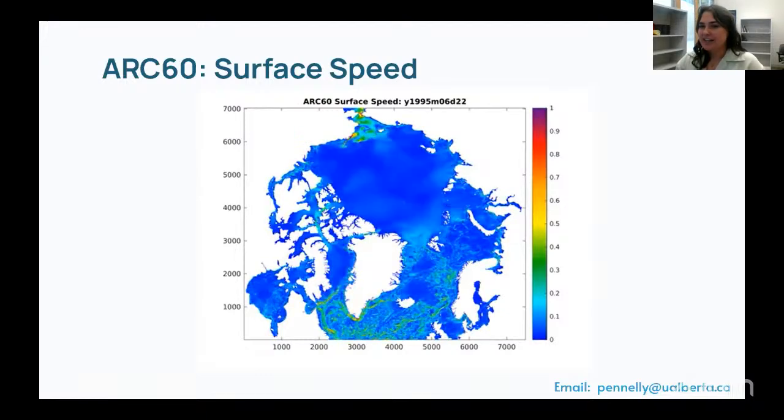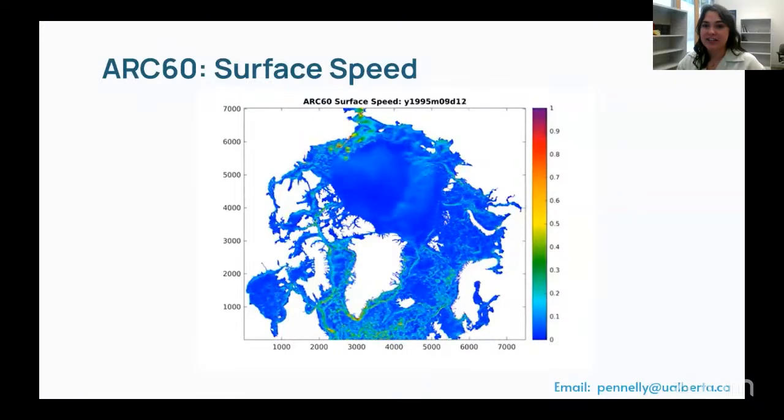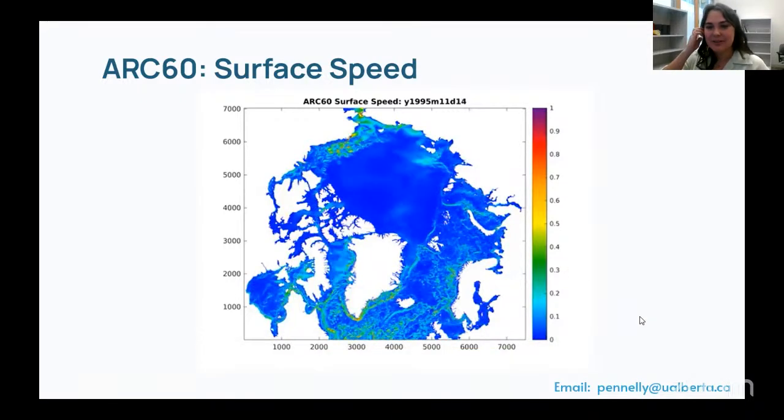To run 1 year of this takes around 60 days of real time to get 1 year of output. And 1 year takes up around 7 terabytes of space. So it's a really big run, but it's a really fun project which we've been working on.